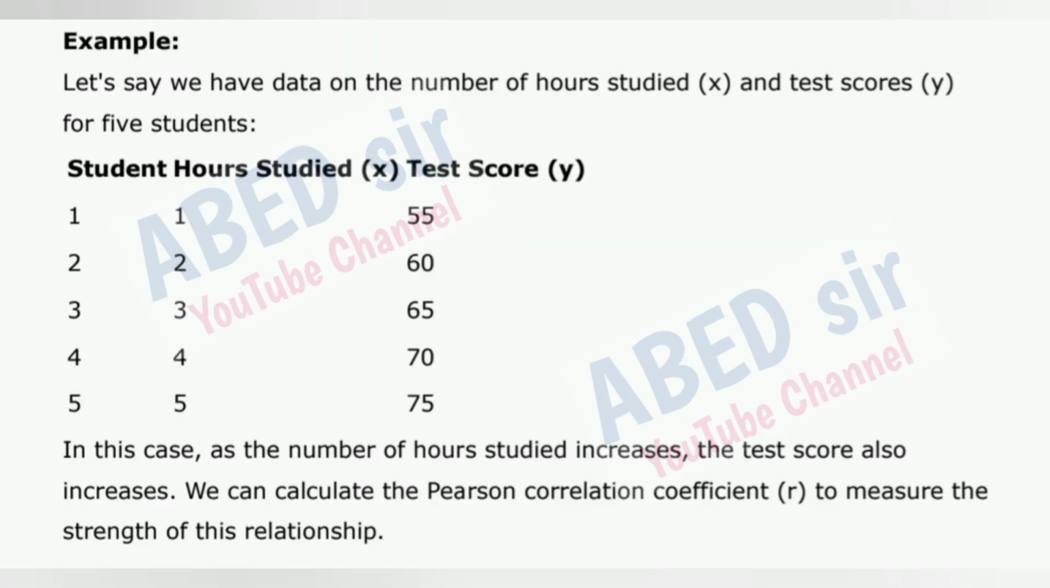Example. Let's say we have data on the number of hours studied, x, and test scores, y, for 5 students. In this case, as the number of hours studied increases, the test score also increases. We can calculate the Pearson correlation coefficient, r, to measure the strength of this relationship.